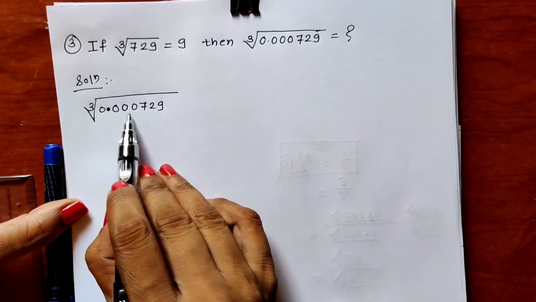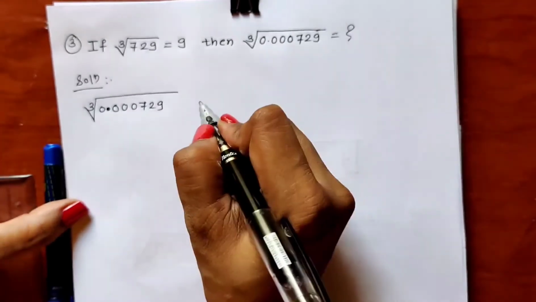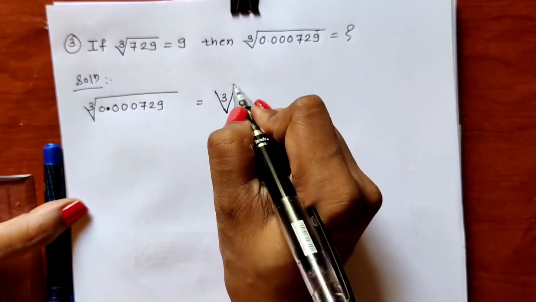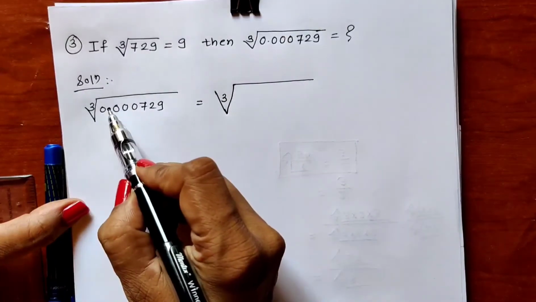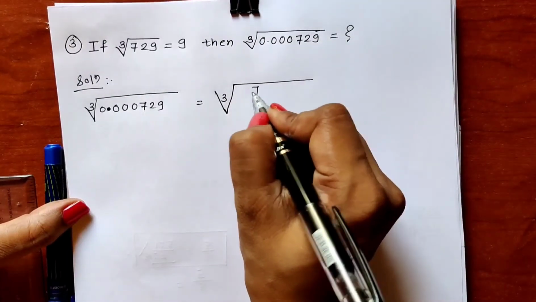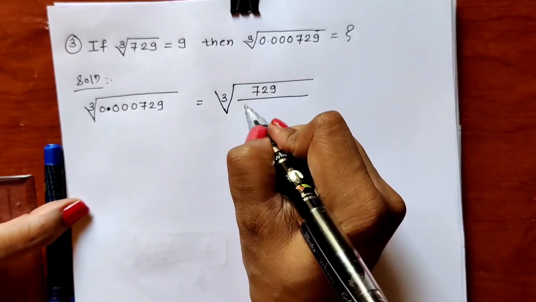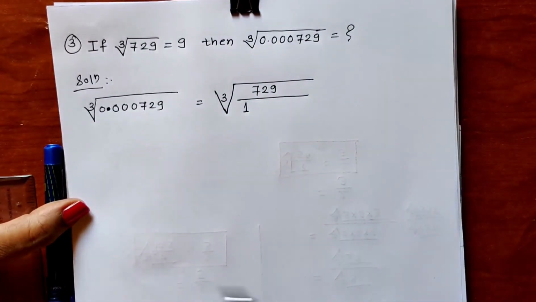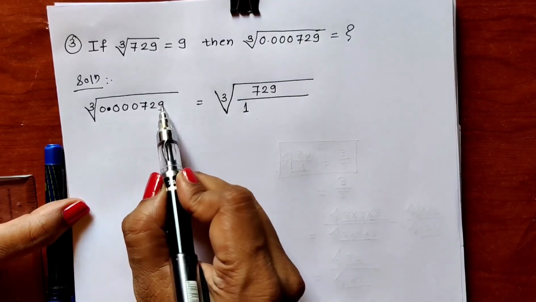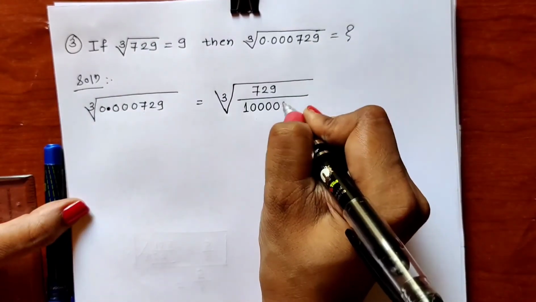We will remove this decimal point. Instead of writing this in decimal fraction, we write it in the simple fraction. How to write the given number in the simple fraction? I will put this cube root symbol as it is. I am removing this decimal point. So this 729 as it is I write, and in the denominator I should write 1, and after 1 how many zeros I have to put? After point how many digits are there? 1, 2, 3, 4, 5, 6.